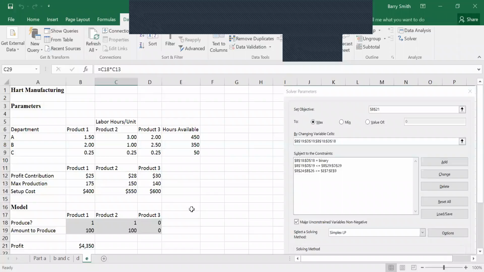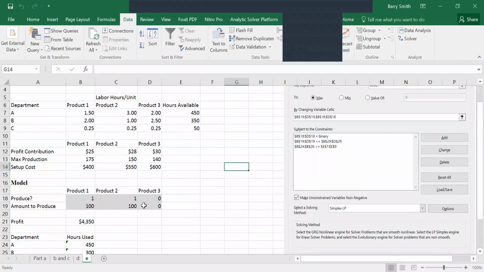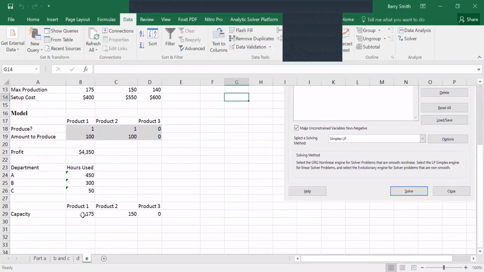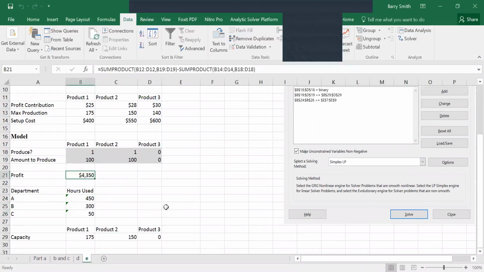Okay. And it gives us a value. Now that gives us our values here. Okay. So it looks like we're not going to produce any product 3, only product 1 and 2. And so our capacity is going to be maxed out for those two. Going to be 0 here. Our departments, they're going to use all the hours, and we're going to have 43.50 for our total profit.